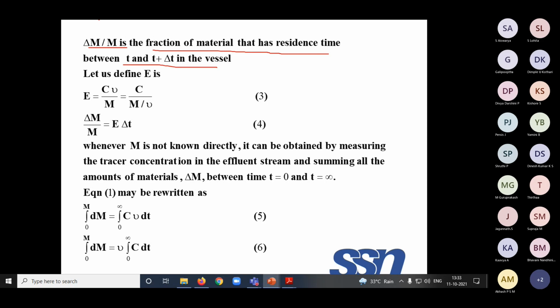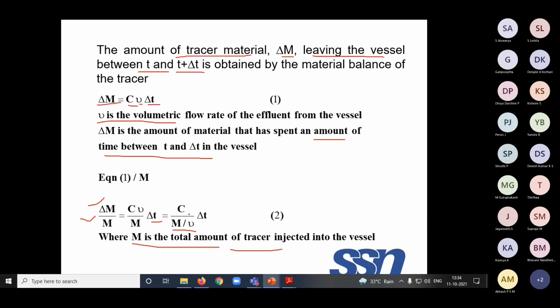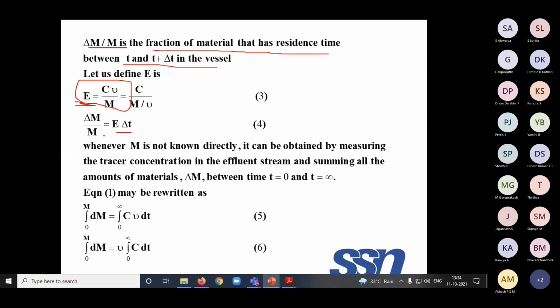So let us define C into volumetric flow rate by M as E. If you put this as E, or C by M by V, then delta M by M becomes E(t) delta T. Because delta T is here, you are putting this entire thing as the E curve. Therefore, E delta T becomes delta M by M. That is what is here. Whenever M is not known directly, M being the total amount of tracer which you are putting in, it can be obtained by measuring the tracer concentrations in the effluent stream and summing up all the material. That is what is here.